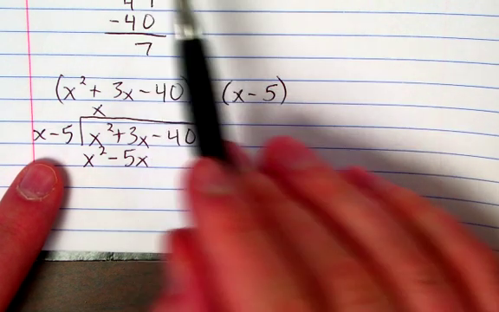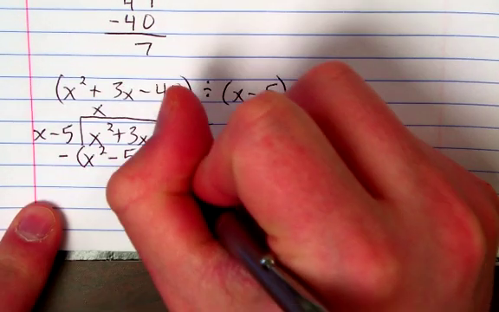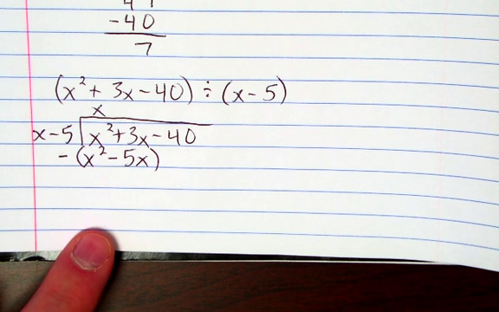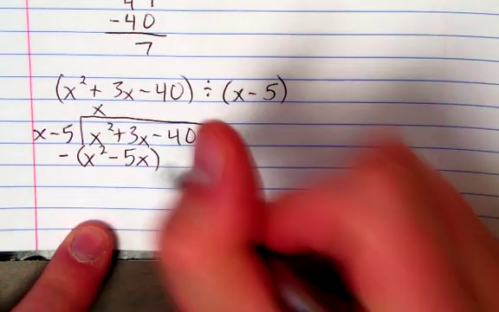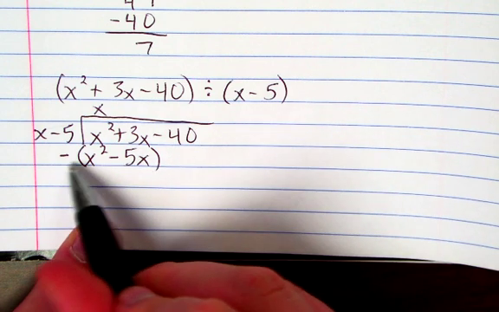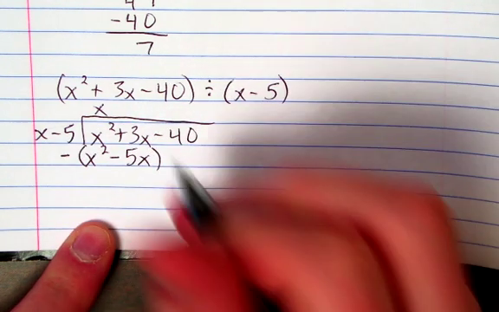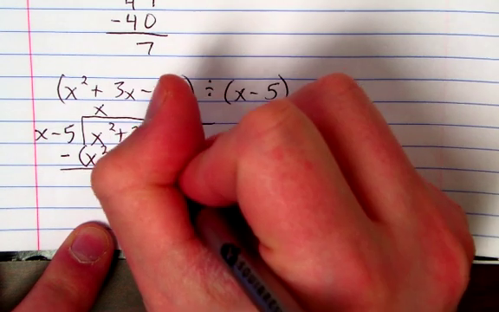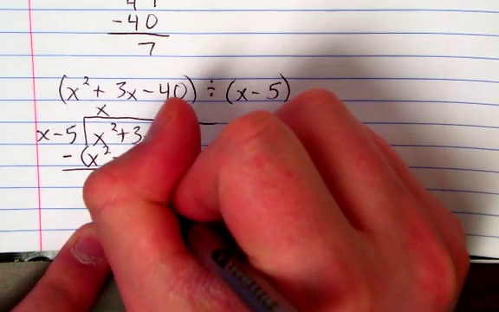And now, similar to what I did in the long division up here, I'm going to subtract this polynomial underneath. Notice this means I have to distribute the negative sign. So this becomes minus x squared, and then this would turn into a plus 5x. So that's really 3x minus negative 5x plus 5x gives me 8x.